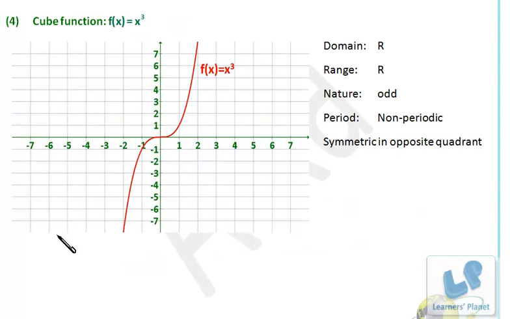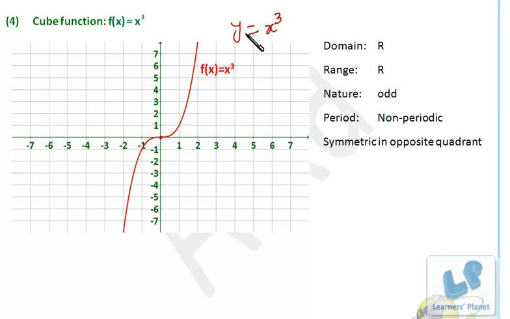Now, next is the graph of a cubic function. So that is y is equal to x cube, right? Now here, y is equal to x cube. That means when x is positive, y is positive. When x is negative, y is negative. And when x is 0, y is 0. That means this graph will pass through origin, right?